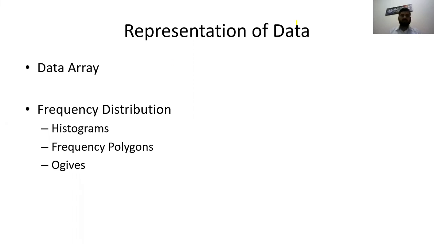Okay, so representation of data, how we can represent our data. This is the next topic. So data array and then frequency distribution. These are the two ways of representing it in tabular form. Then histograms, frequency polygons, and ogives are the visual, graphic representations of the data. So we will go through them one by one.